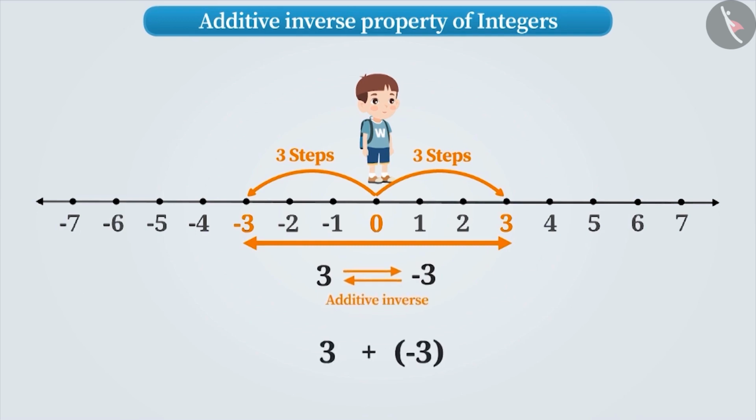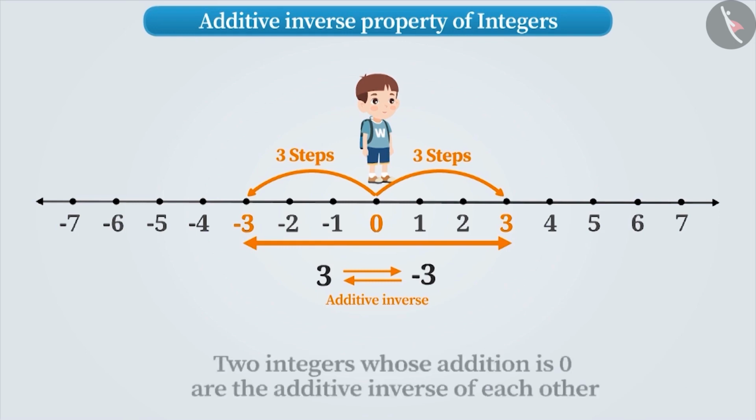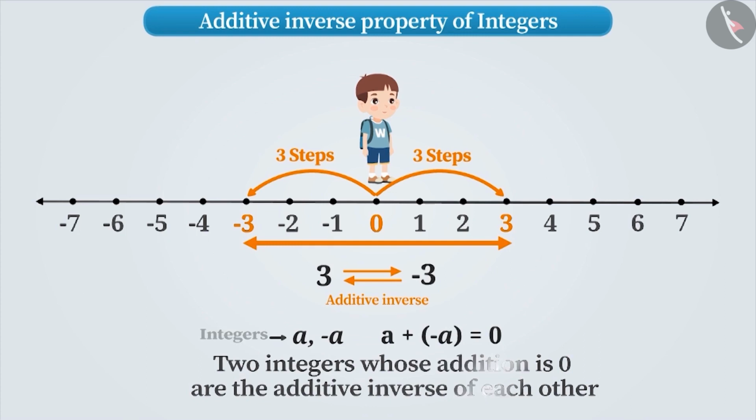Now think, what will be the result of adding such numbers? Think for a while. You got it right. Addition of such numbers is 0. Therefore, we can say that two integers, a and minus a, whose addition is 0, are the additive inverse of each other.